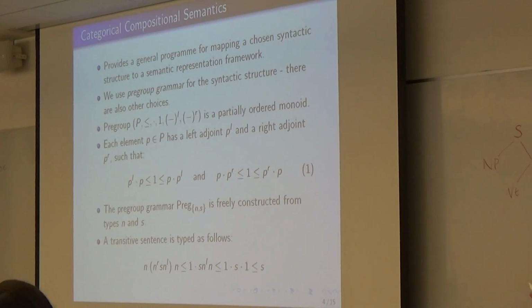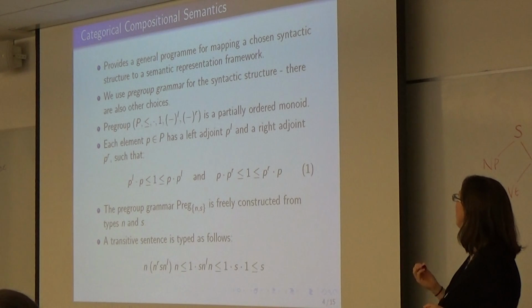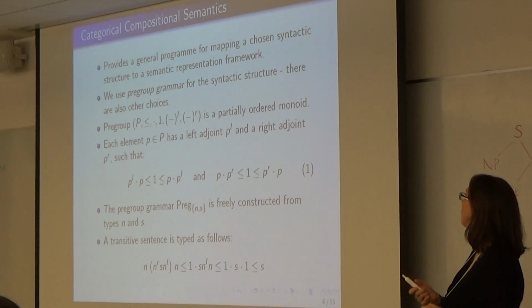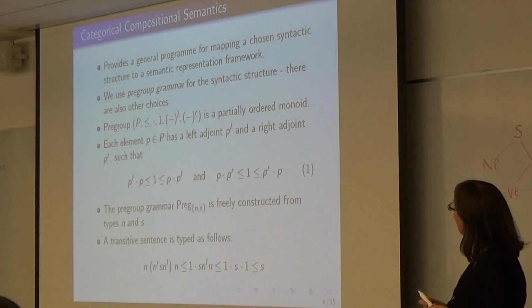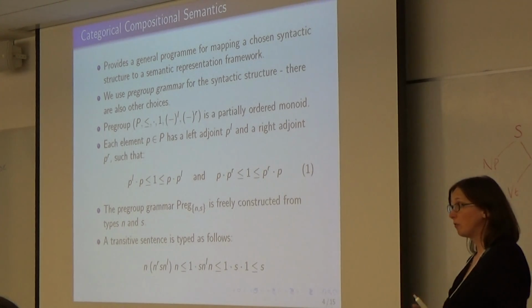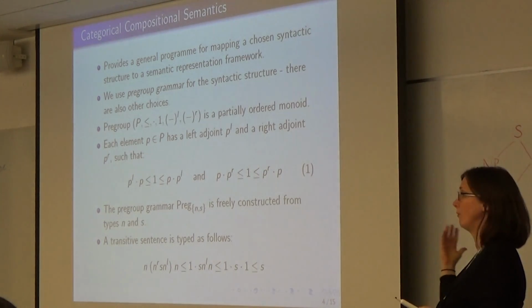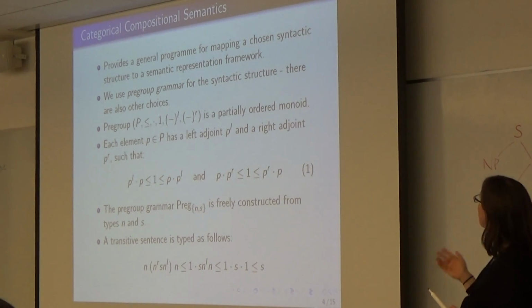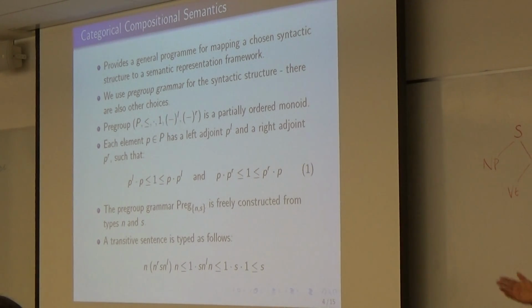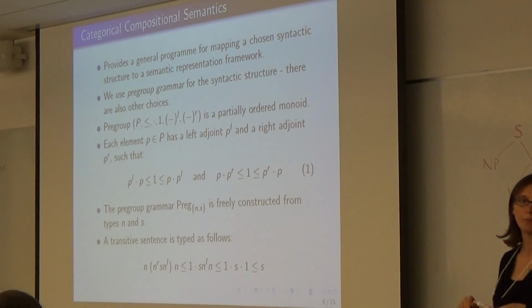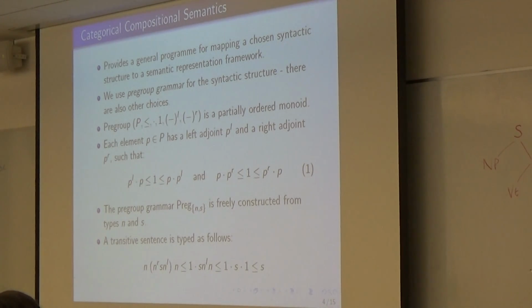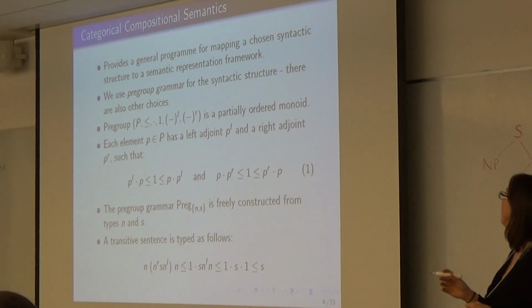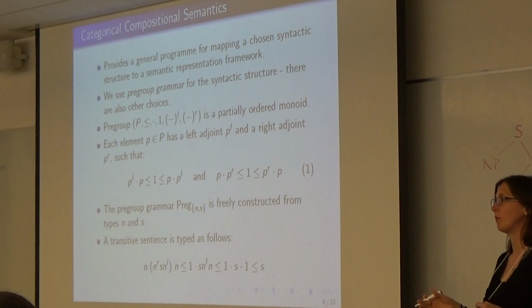So, in contrast, we use a formalism called categorical compositional semantics, which actually was originally developed off the back of some of Smolensky's work. This framework provides a general program for mapping some chosen syntactic structure, that's your tree representation on the one hand, over to a semantic representation framework. For the syntactic structure, we use pregroup grammar. You don't have to use pregroup grammar, there are other types of grammar that you can use.